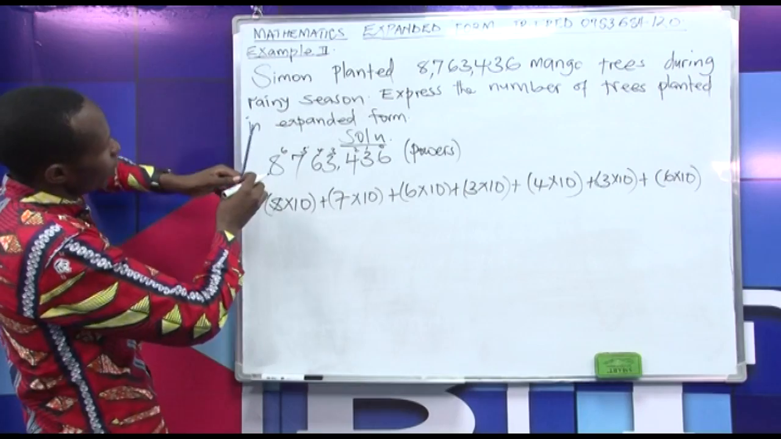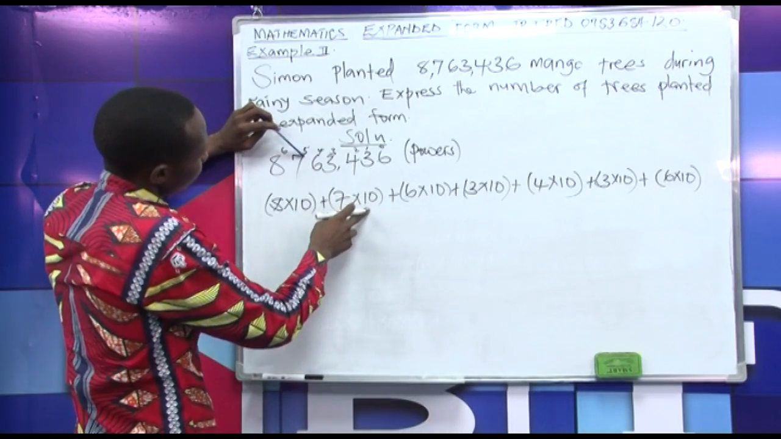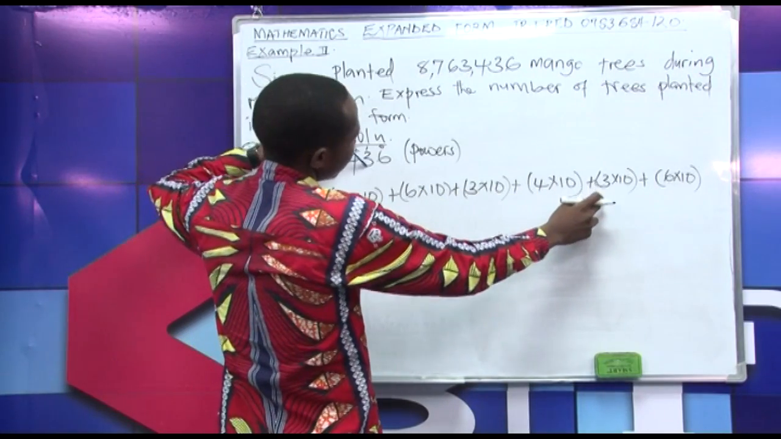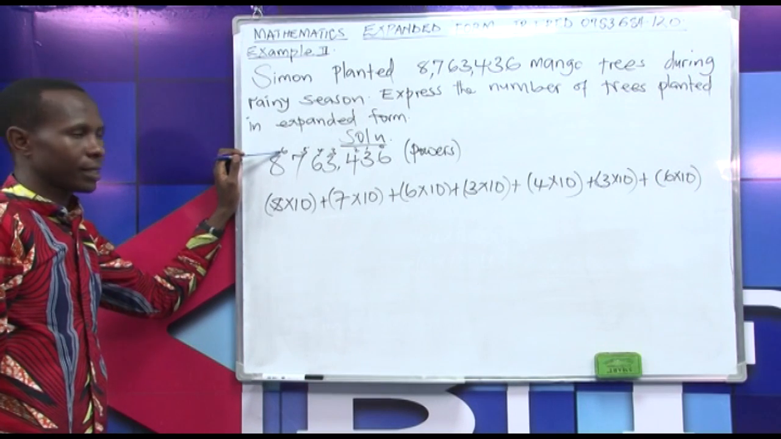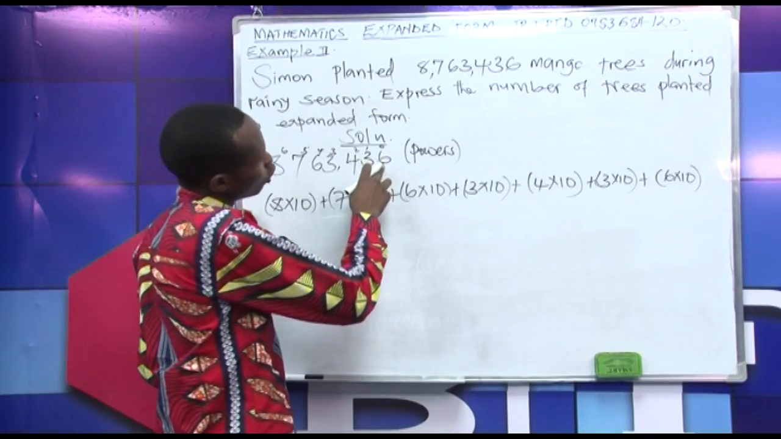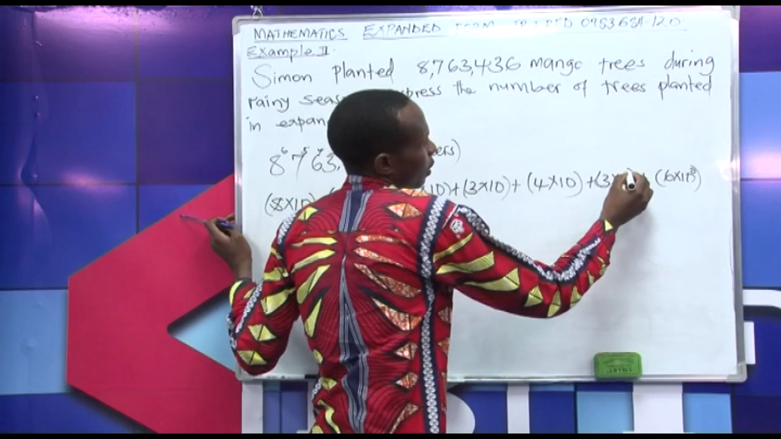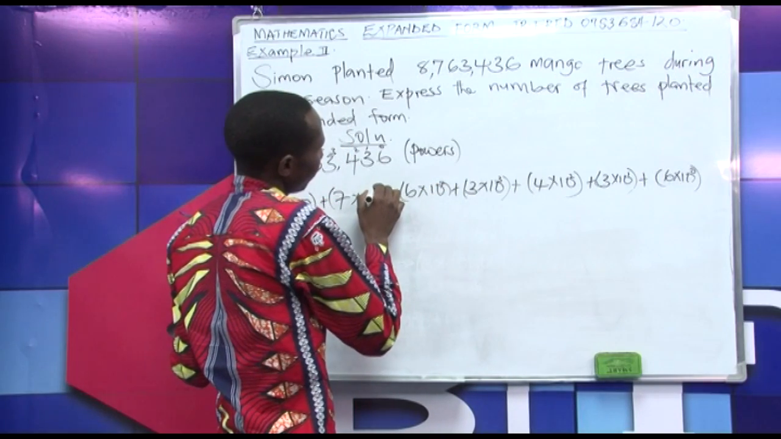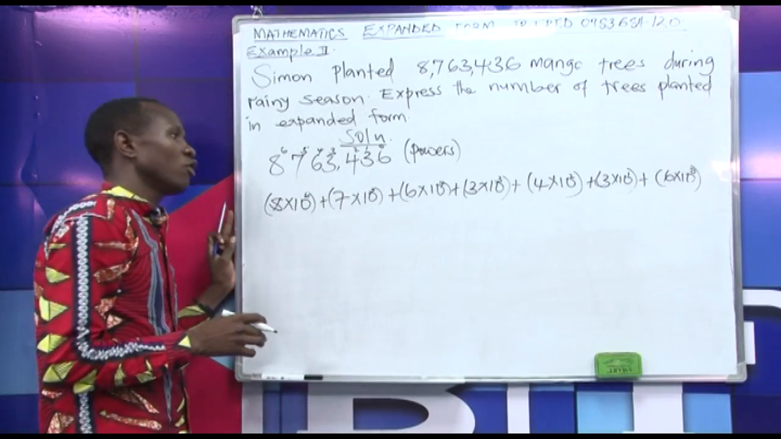We shall first of all multiply every digit here by 10. So we shall have 8 times 10, then 7 times 10, 6 times 10, 3 times 10, 4 times 10, 3 times 10, then 6 times 10. After that, we consider what we call powers. The bracket that is multiplying 6, we shall give it power 0. So this will be 10 to power 0, 10 to power 1, 10 to power 2, 10 to power 3, 10 to power 4, 10 to power 5, 10 to power 6. So we have to put powers on top of the 10s.